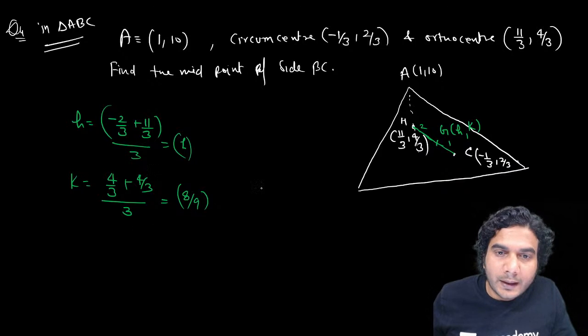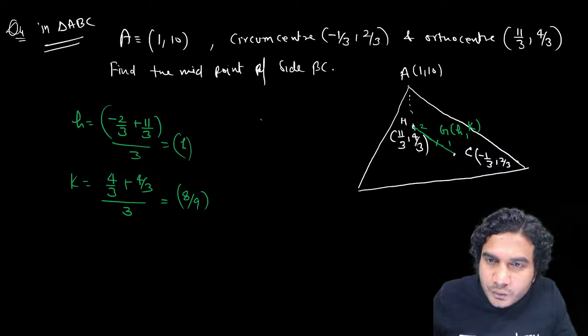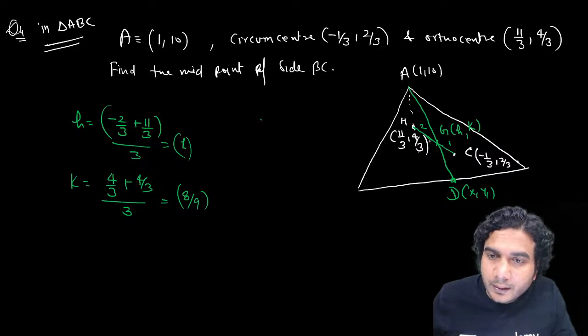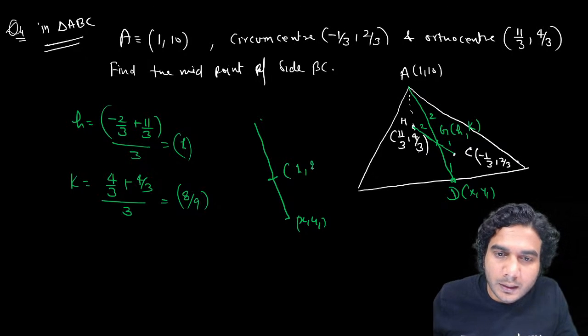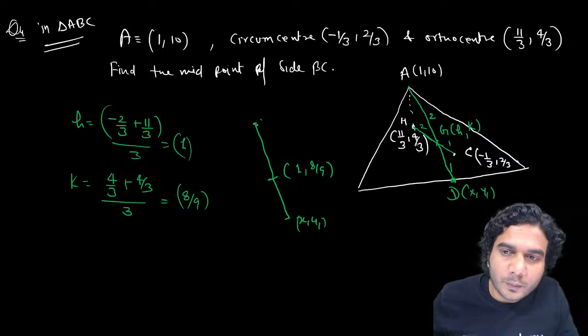All right. Then after that, if you join A and G, then it is going to meet the midpoint of the opposite side. This is actually the point which we need, say x1 comma y1, and again this ratio is 2 is to 1. Okay, so basically we are going to use this. This is x1 y1. We have got 1 comma 8 by 9, and this point is given 1 comma 10 a, and this ratio we know is 2 is to 1.